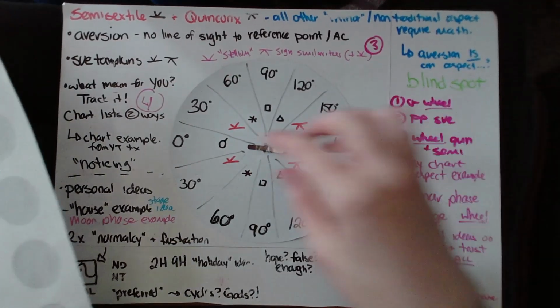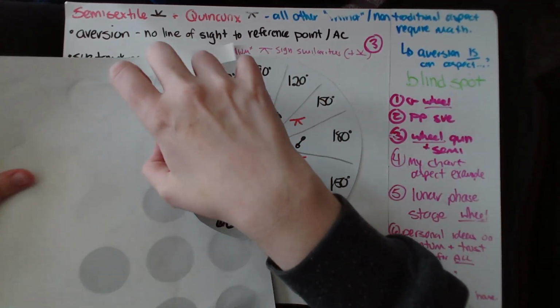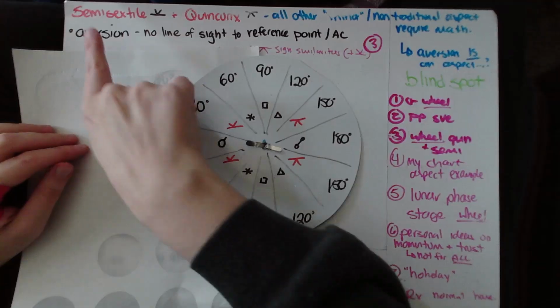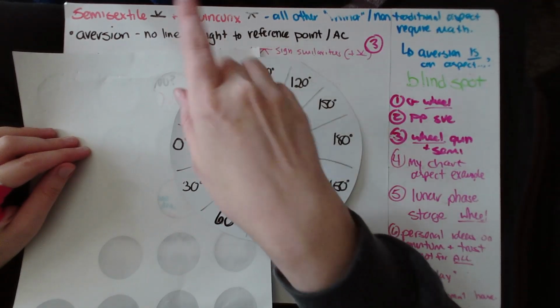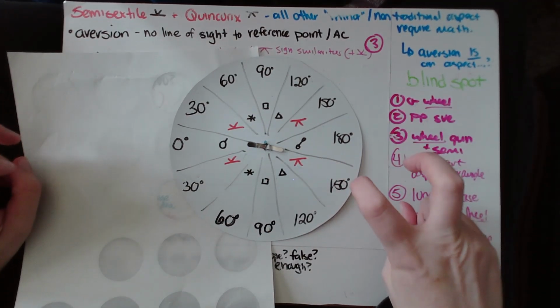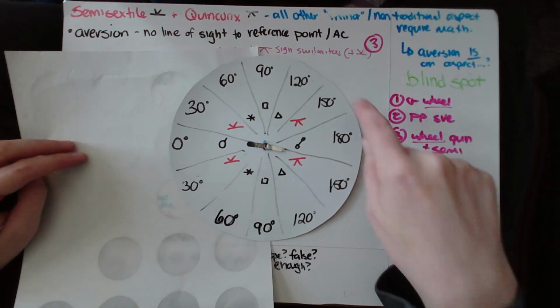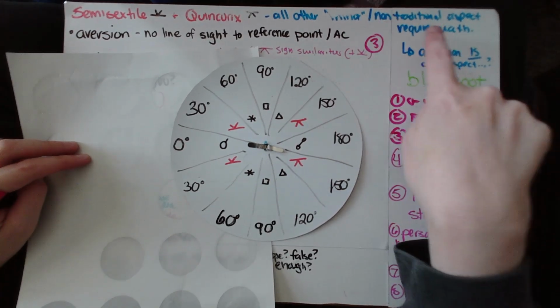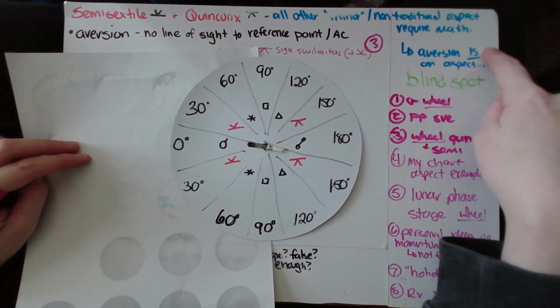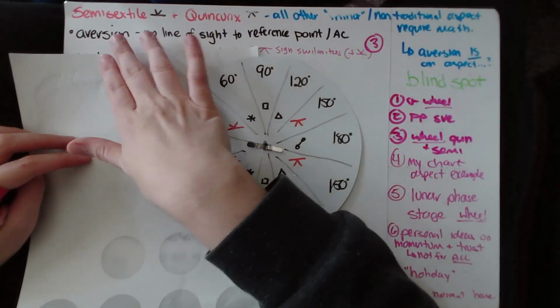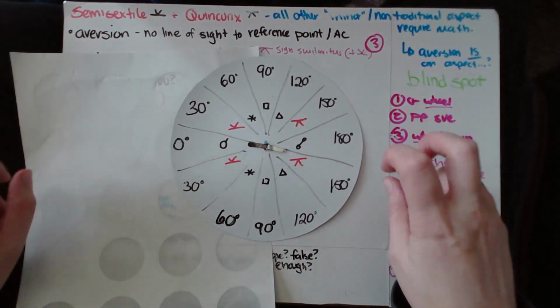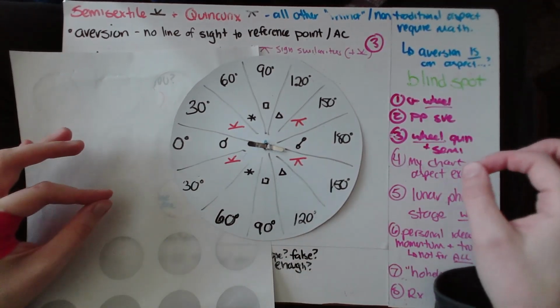This is my script. This is my planning. Today we're going to talk about semisextiles and quincunxes, which are a version in traditional astrology. All other minor or non-traditional aspects require some kind of math, while these are the minor aspects that you don't really need to math out.